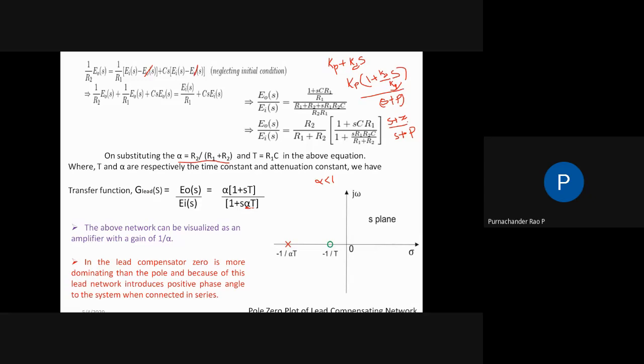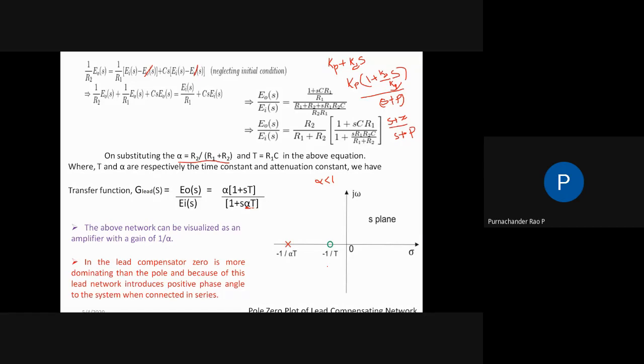It is similar to the proportional PI controller or PD controller. So here you are adding a 0. Here the 0 will be located very near to the origin, because alpha is less than 1, so the pole will have the highest value and will be located away. So the net effect on the system is having a 0, which leads the phase angle.